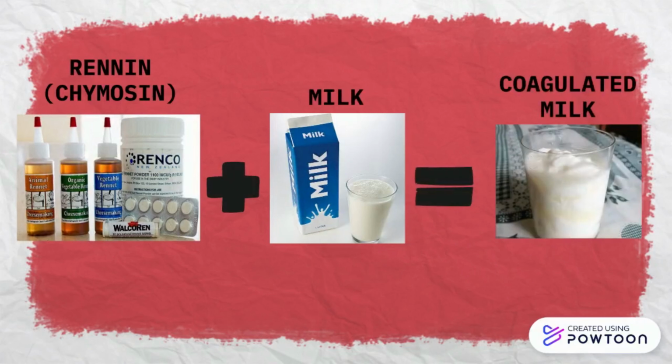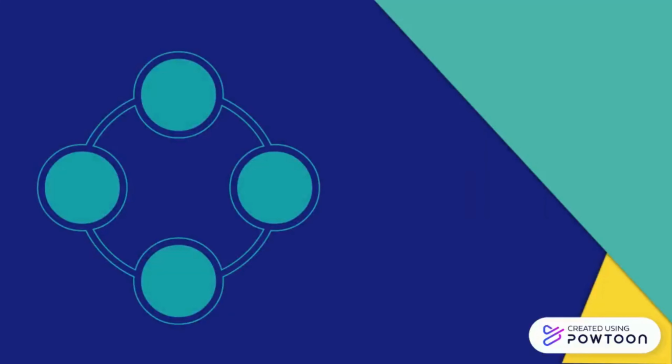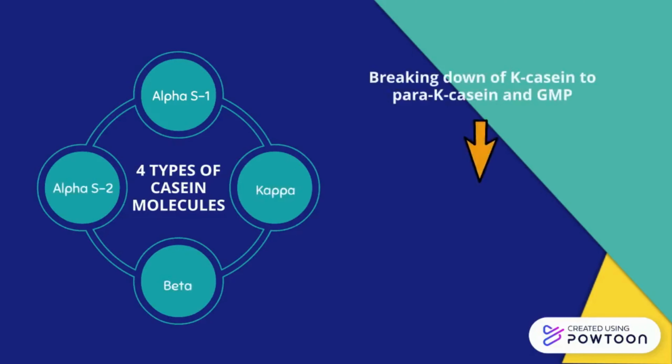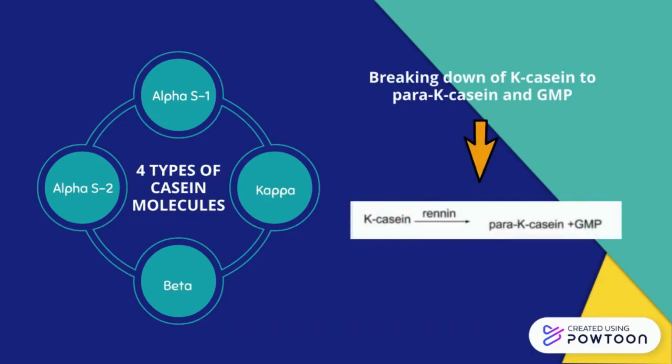Rennin, also known as chymosin, is a proteinase that accelerates the coagulation of milk protein in the stomach of some animals. As a proteinase, the primary role of the enzyme is to hydrolyze peptide bonds of amino acids in casein of the milk. Note that there are 4 types of casein molecule: alpha S1, alpha S2, beta, and kappa. Rennin breaks down K-casein to para-K-casein and small molecules called glycomacropeptide (GMP), as shown in this equation.